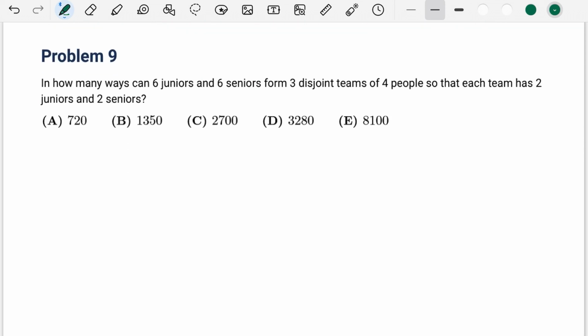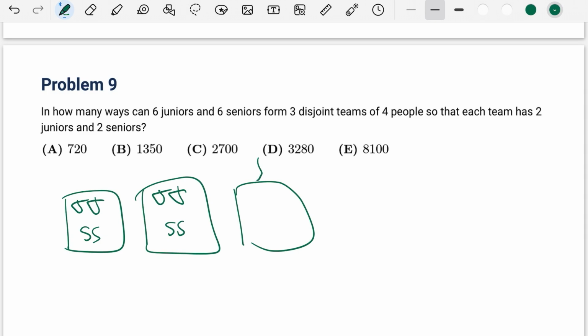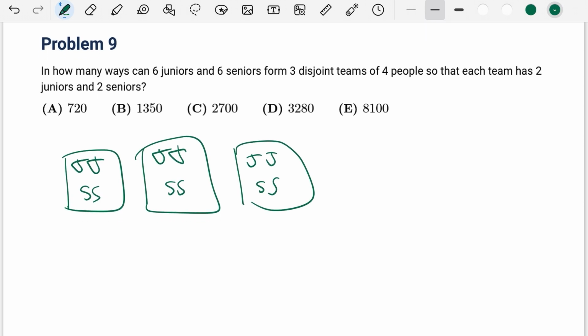In how many ways can 6 juniors and 6 seniors form 3 disjoint teams of 4 people so that each team has 2 juniors and 2 seniors? So we have our 3 teams here. We're going to have 2 juniors and 2 seniors in each team. So we can think about it like we're going to go to the first group and say, okay, out of the 6 juniors, we're going to pick 2 of them.